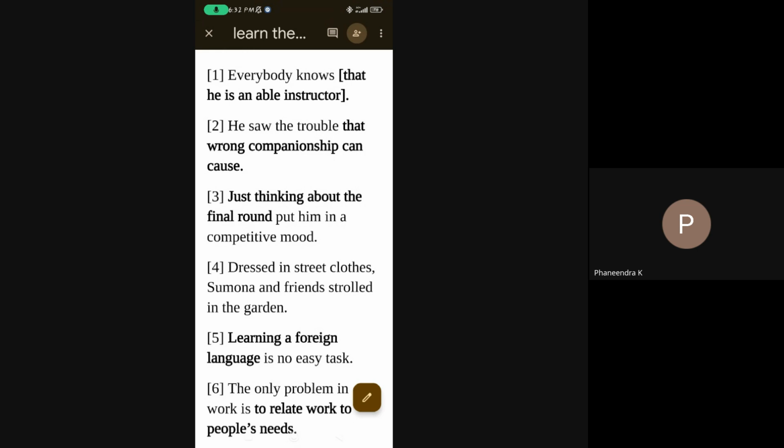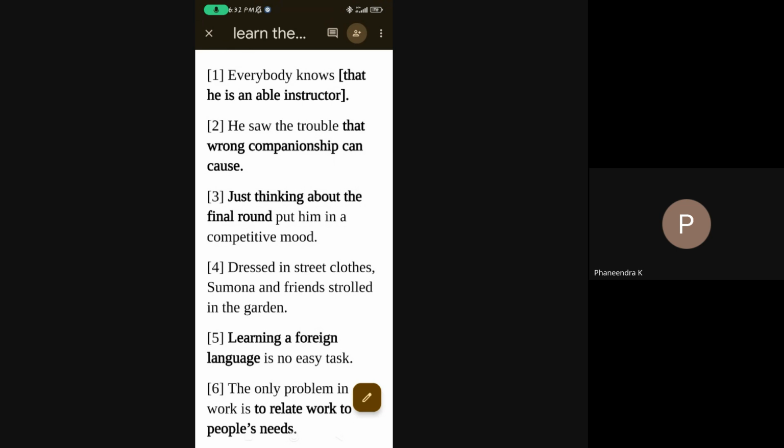So now listen to this carefully. If your whole clause is replaceable by a noun or a pronoun, then your subordinate clause is definitely a noun clause. What kind of clause is it? It's a subordinate clause, but it's a noun subordinate clause. Got it?